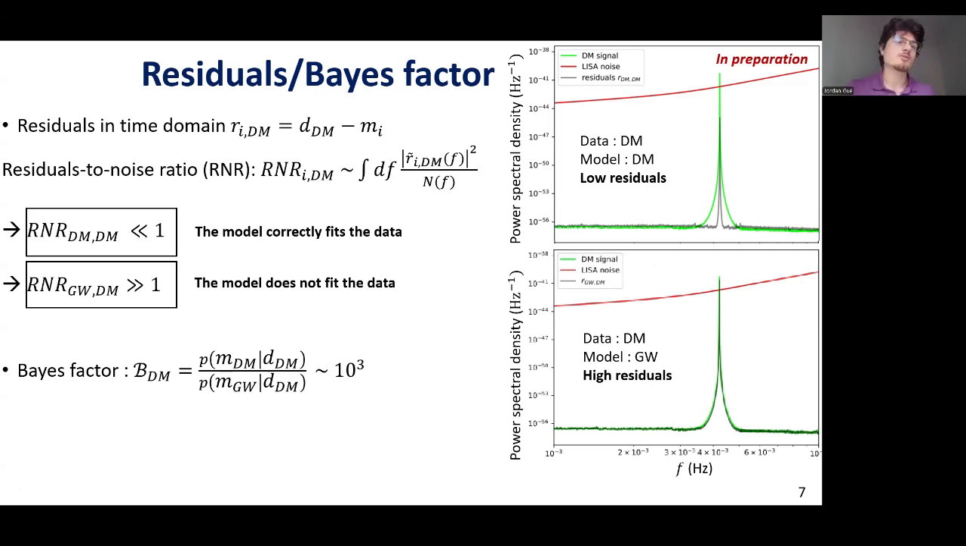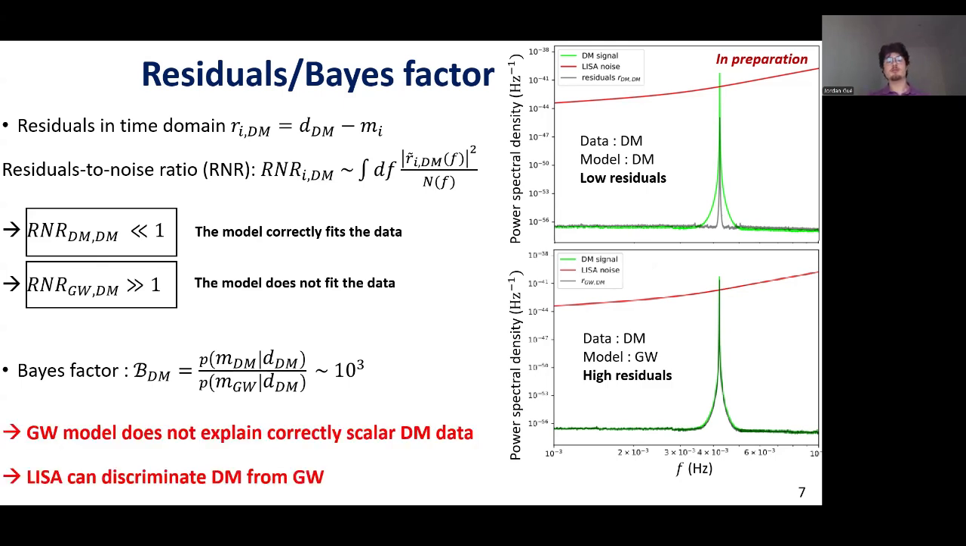Now, a second thing you can do, of course, in the context of Bayesian inference, is computing the Bayes factor. And so in our case, we found a Bayes factor that is largely in favor of the dark matter model because it's roughly 1,000. And so from these two results, we can conclude that the gravitational model does not explain correctly the scalar dark matter data, and that this probably means that a priori LISA will be able to discriminate dark matter from gravitational waves. So of course this is a positive result, and even though it was maybe expected, it's still nice to check numerically if this really happens.